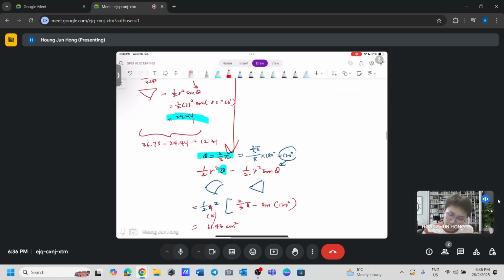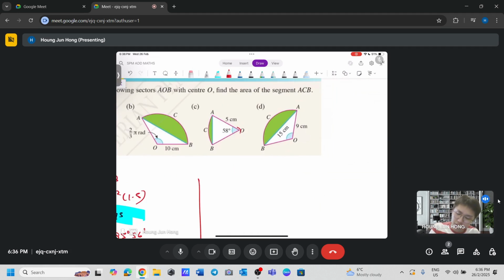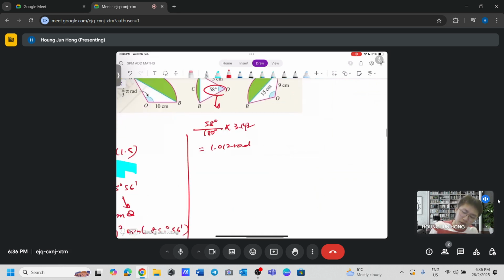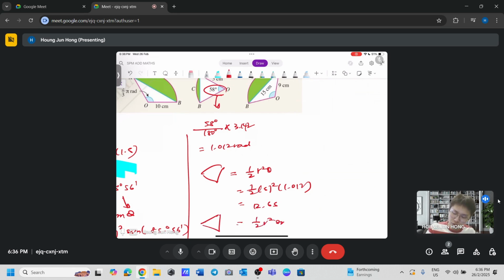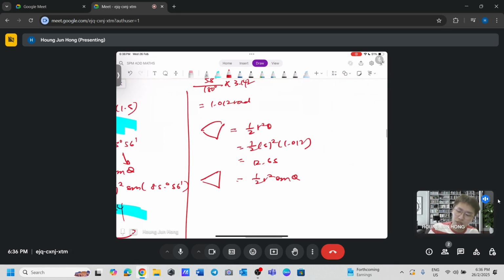Next question. Similarly, just have to convert this to radian. Remember, always use radian for the formula, so over 180. I hope by now you know how to convert. If you cannot convert, please go and revise. So converting it, you will get 1.012 radian. Same thing, you get the big pizza, which is half r squared theta, half times pi squared times 1.012. This will give you 12.65. Then you get the triangle, for which remember you have to use degree.